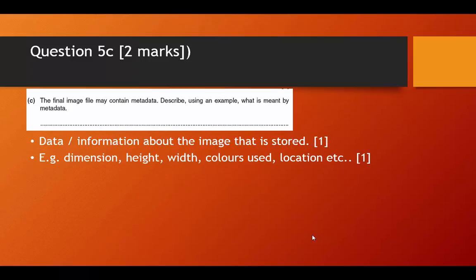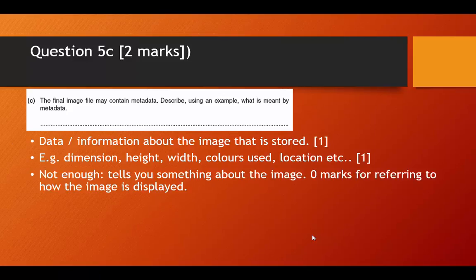So this could be things like the dimensions, so the width and height. It could be the colors that are used, and it could also be the location, file name and file size. It's not enough to just say it tells you something about the image. Well, what does it tell you about the image? You've got to be specific. And 0 marks if you talk about how the image is stored or displayed, i.e. in binary or whatever.